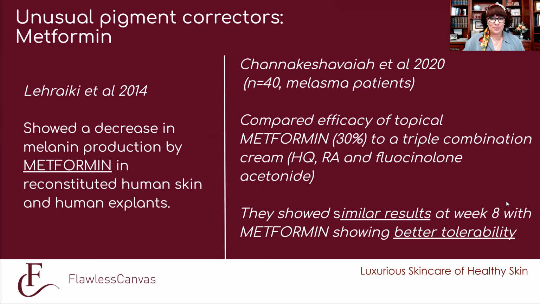So it's a very interesting mechanism. And if you are already taking metformin for anti-aging, it could be that it's helping with your pigment production. There are a couple of studies that were done using metformin. One of them showed a decrease in melanin production using reconstituted human skin and human explants. So this means petri dishes. In petri dishes, you add metformin to the top, treating them either with a cream or in solution, and we saw that the melanocytes in those models produce less melanin. So far, so good.